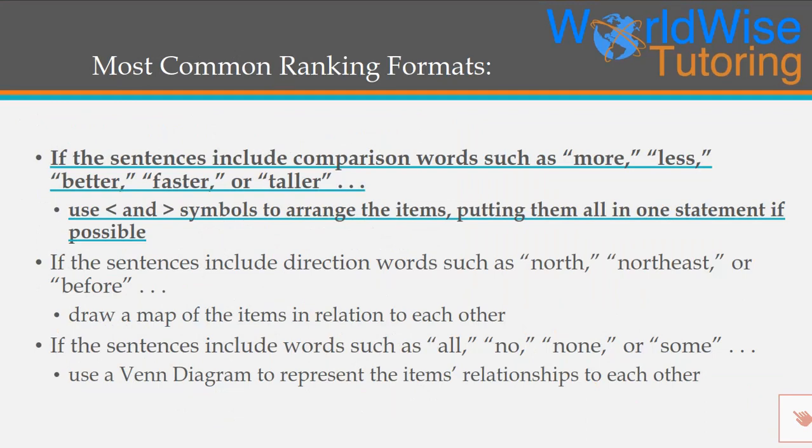But you could also have ranking formats that involve directions. Maybe the problem includes the words north, northeast, or before. I suggest you draw a map of the items in relation to each other. Actually put things before or north of or northeast of. Draw it out like a map. If the sentence includes words such as all, no, none, or some, I suggest you make a Venn diagram to represent their relationships, where the all would be in the middle, the some would be more on the outside, the none would be all the way on the outside.